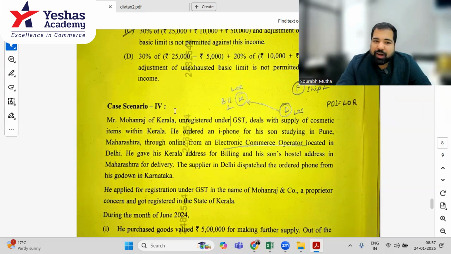Guys, he's not registered for this right now. So he'll have to pay GST, but he will not get any credit on this. He gave his Kerala address for billing and the son's hostel address in Maharashtra for delivery. Typical. The supplier in Delhi dispatched the phone from his godown in Karnataka.